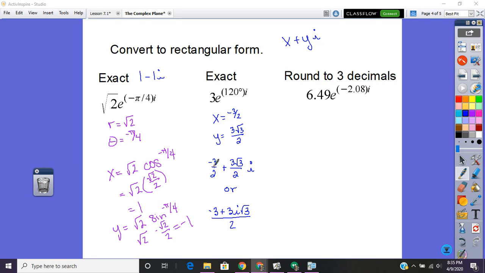Okay, so here's the answers that I got. I got x to be negative 3/2, and I got y to be 3 square root 3 over 2. So you would write your answer either like this, or you could write it like this because they do have common denominators. So that's up to you.